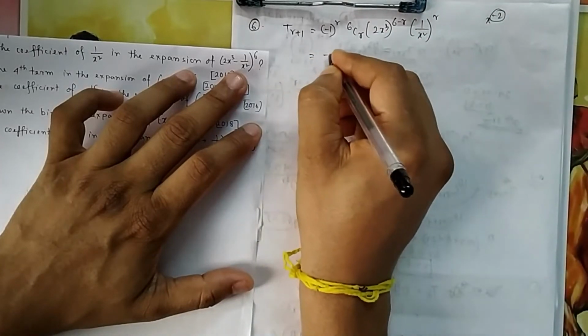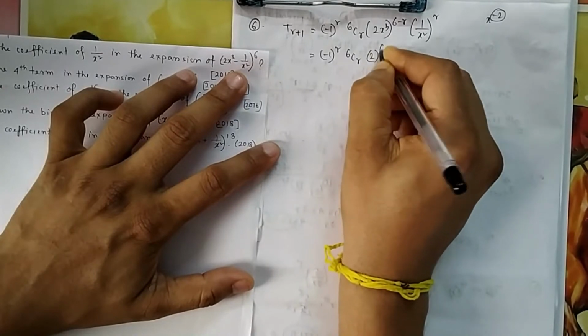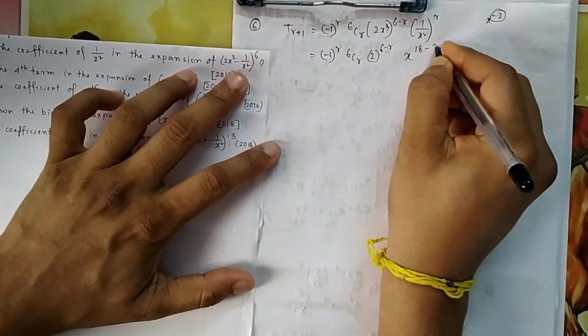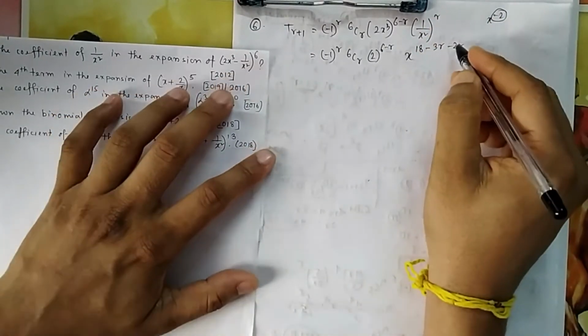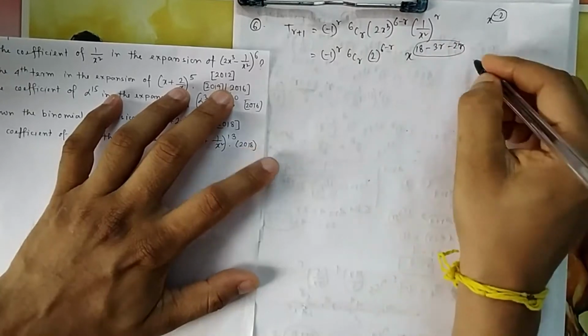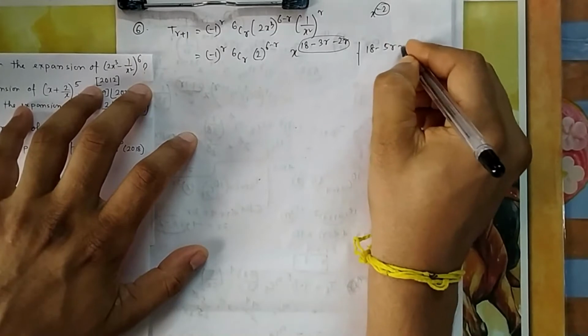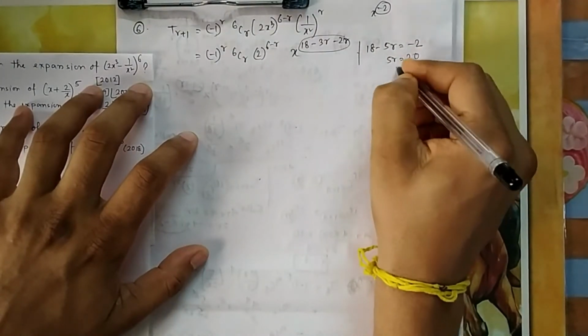So it will be minus 1 to the power r, 6Cr, 2 to the power 6 minus r. The power of x will be 3 sixes are 18 minus 3r, and from here minus 2r. So we need this to be equal to minus 2. Therefore 18 minus 5r should be equal to minus 2. So 5r should be equal to 20, or r should be equal to 4.